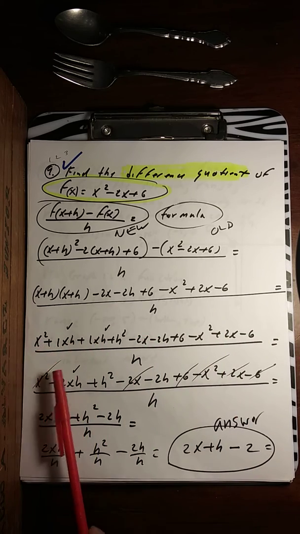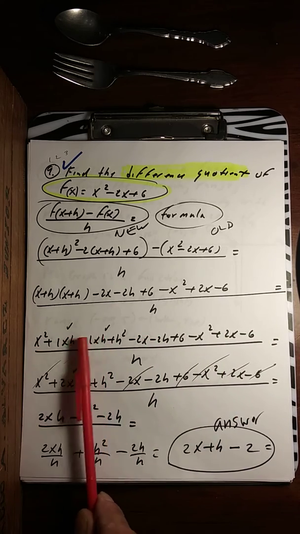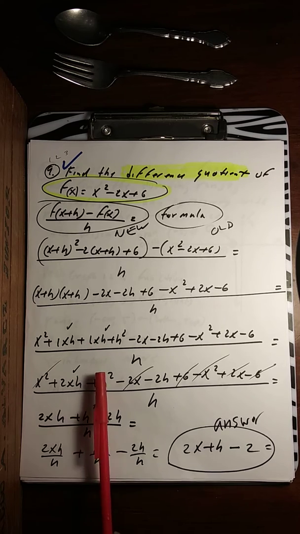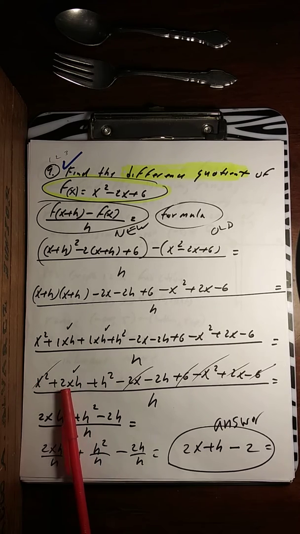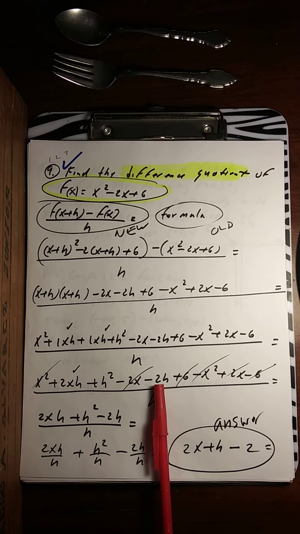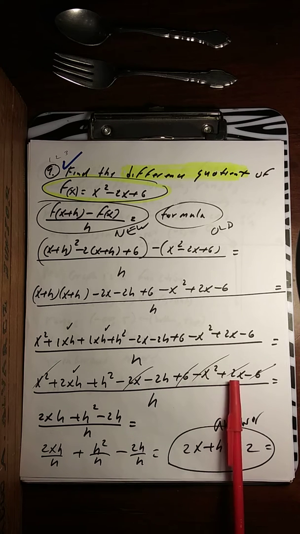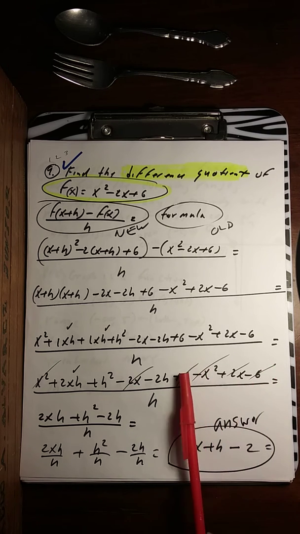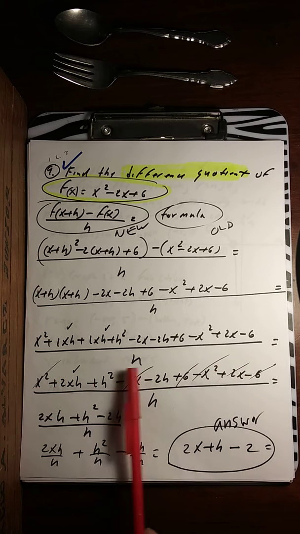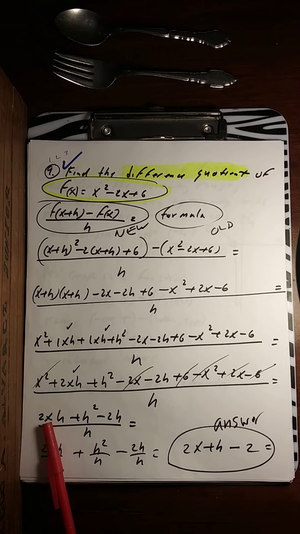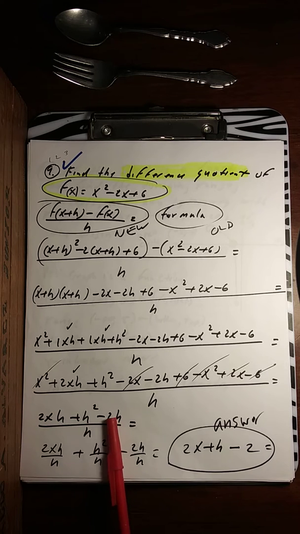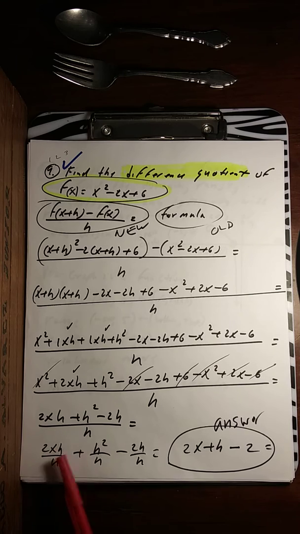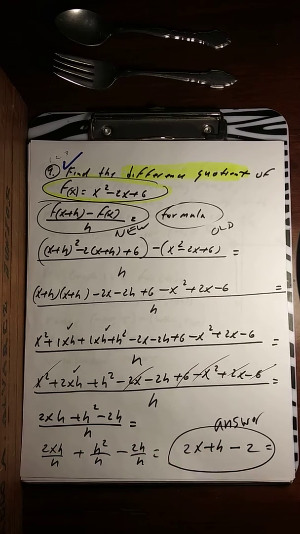Now, x squared, 1xh and 1xh is 2xh right here. So x squared plus 2xh plus h squared minus 2x plus minus 2h plus 6 minus x squared plus 2x minus 6. Now cancel 6 and negative 6, 2x and negative 2x, x squared and x squared. Leftovers are this one and that one: 2xh plus h squared minus 2h. Break it up into 3 fractions. Divide this one, it's going to give you 2x. Divide this one, it's going to give you h. Divide this one, it's going to give you negative 2.